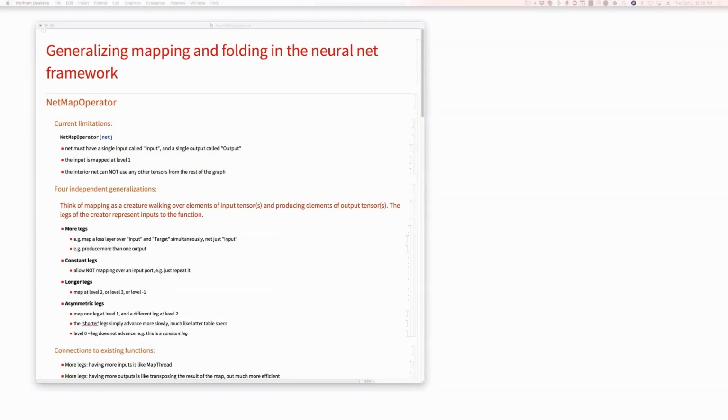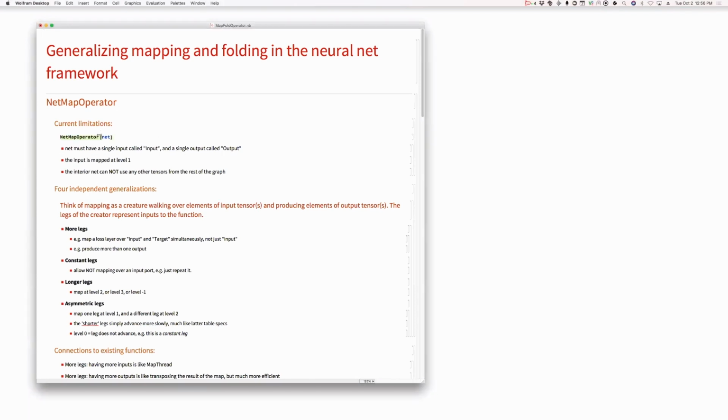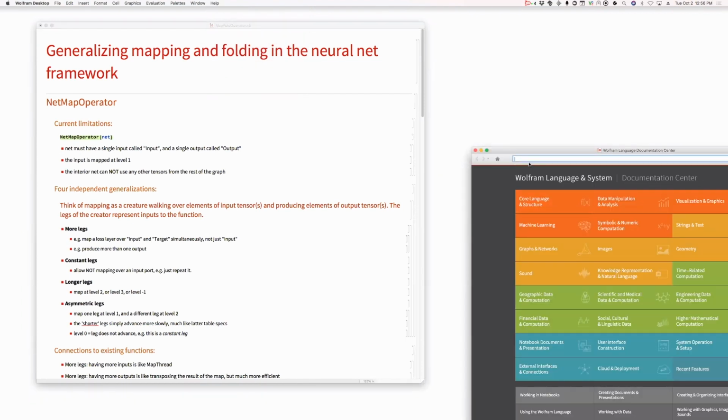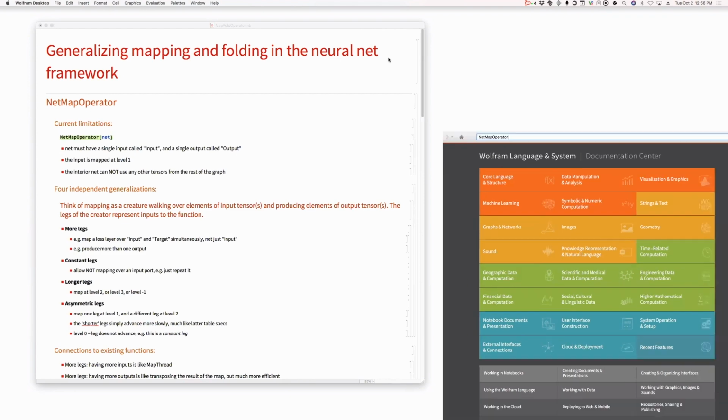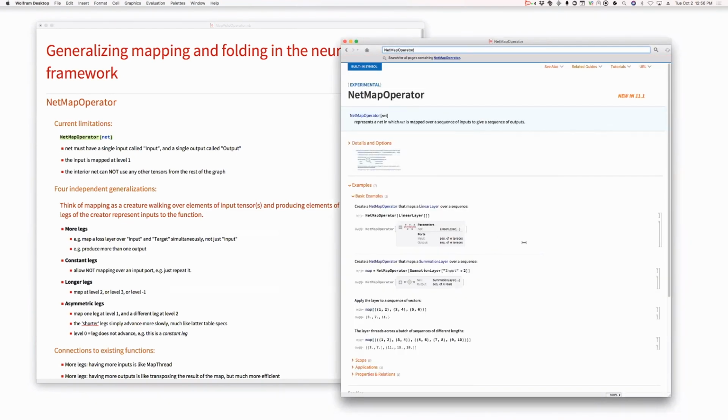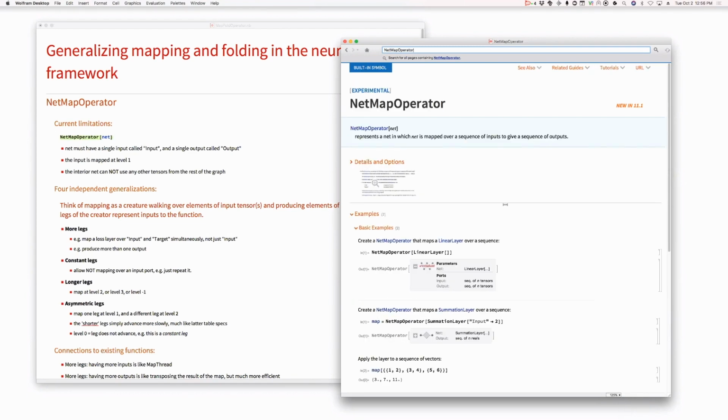Okay. For people joining this live stream, we are talking about some somewhat sophisticated features of the neural net framework in Wolfram Language. So there is a thing called NetMapOperator, which I already don't remember exactly what it does. So let's go look at its documentation. So this is part of the functional construction of neural nets, mapped over a sequence of inputs to give a sequence of outputs.